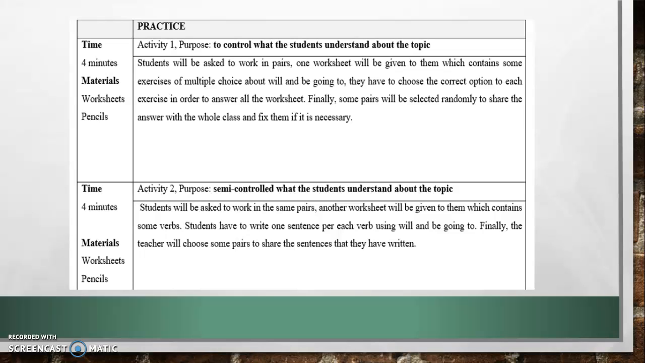The second activity, the purpose is to see what the students understand about the topic. The second activity is semi-controlled. Students will be asked to work in the same pairs. Another worksheet will be given to them which contains some verbs. Students have to write one sentence for each verb using will and be going to. Finally, the teacher will choose some pairs to share the sentences that they have written. For this activity, the time is 4 minutes and the materials are worksheets and pencils.